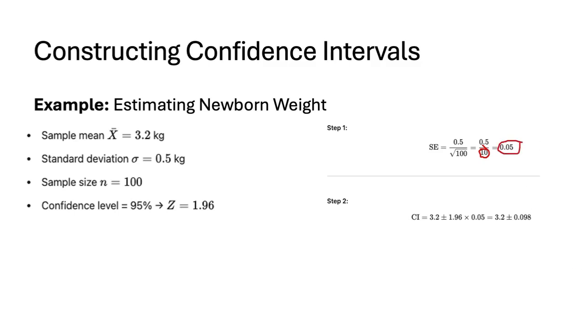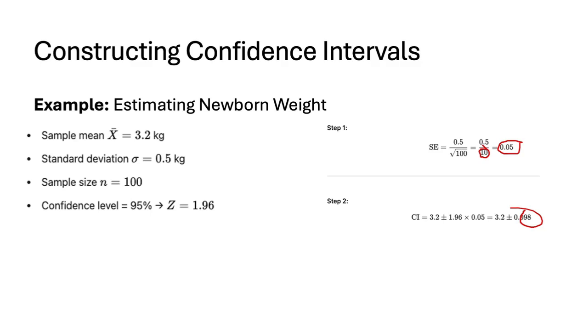Now we use the confidence interval formula, that is 3.2 plus or minus 1.96 times 0.05. So 1.96 times 0.05 equals 0.098. So the margin of error is about 0.098 kilograms.